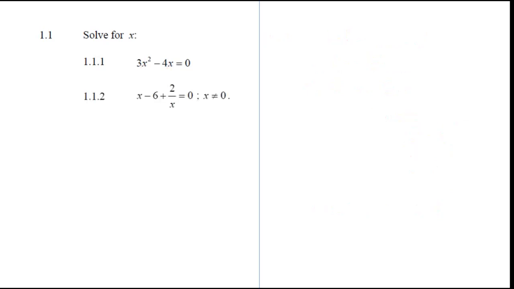Right, let's move on. Okay, we've got this question here. All right, let's try to put that into standard quadratic trinomial form. Okay, so that's question 1.1.2, where we've got x minus 6 plus 2 over x being equal to 0.